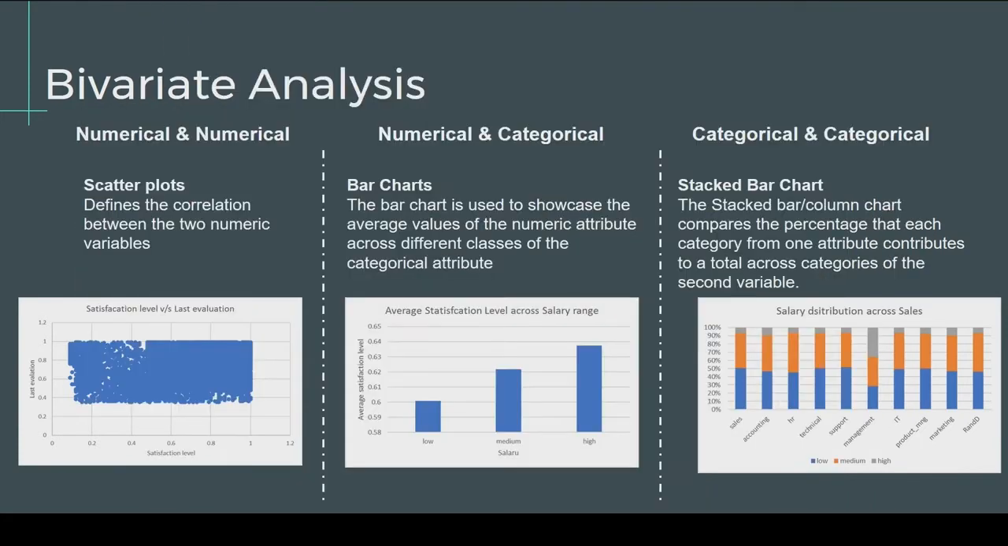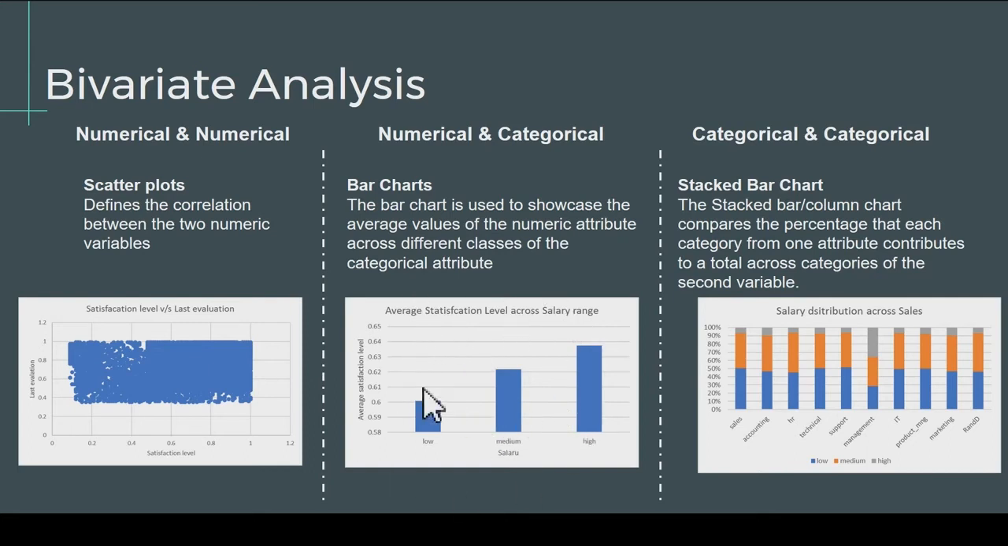So let's get back for now. We look into the numeric and categorical use case. So what do we do over here? We have a simple bar chart, and the bar chart is used to showcase the average values of a numeric attribute across the different classes of the categorical attribute. So we've taken again a hypothetical example over here.